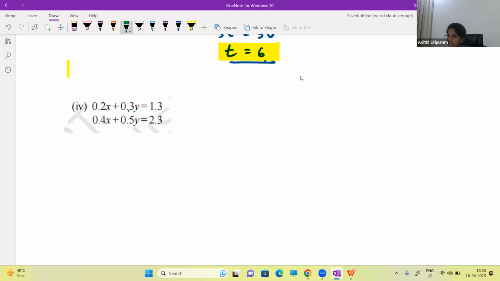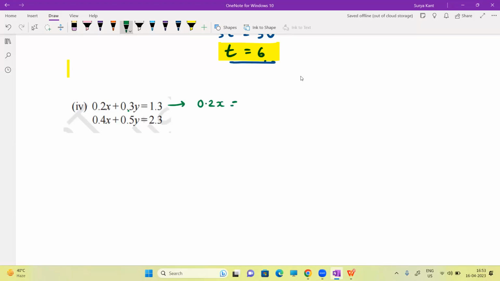So, can I? Yes, tell me. Sir, is it x equals 1.3 minus 0.3y by 0.2? Yes. So, we can write here 0.2x. Go step by step, Hansini. Try to understand how to move further, okay? Write the x part on the left-hand side, and send all the y part to the right-hand side.